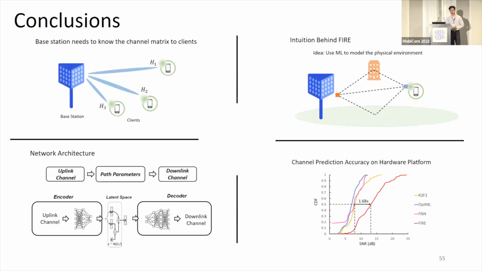To conclude, we propose FIRE, which is an end-to-end machine learning-based technique to predict the downlink channel using a generative model. We also propose a channel transformation technique to normalize the randomness. It achieves very high accuracy on public datasets and our own hardware platform. We envision computational tools such as FIRE will sit at the core design of future 5G and 6G deployments.